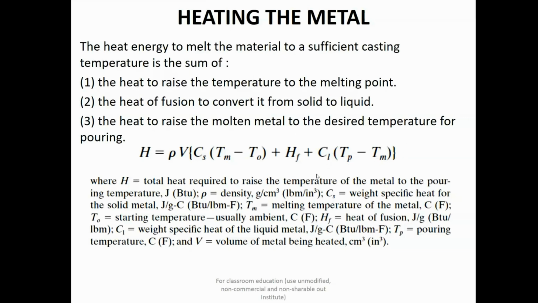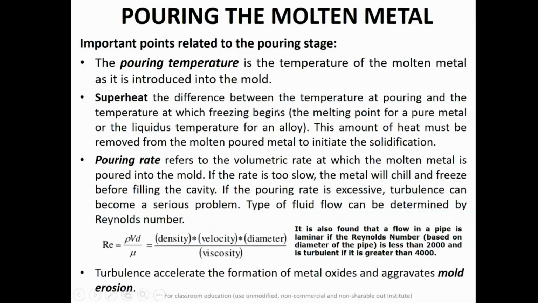So this is the total amount of heat which is required to heat the metal and to make it suitable for the casting process. Then after this, a very important aspect to understand is the pouring of metal into the die cavity. And this particular stage has some important points that you should all understand. The first point is the pouring temperature.